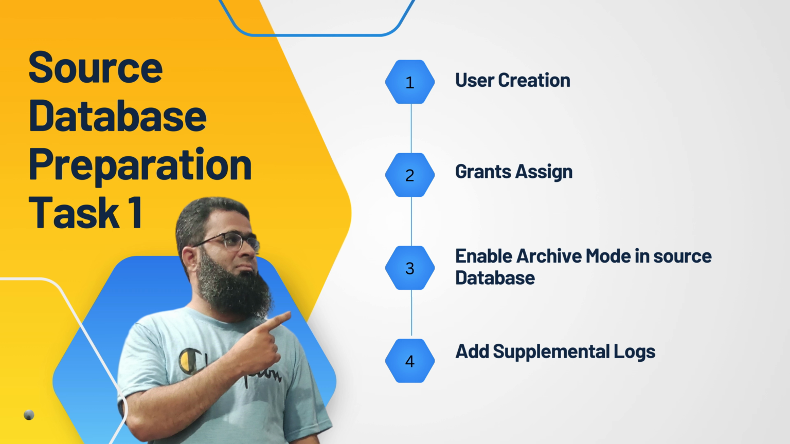These four steps we will perform at our source database to prepare it for the GoldenGate extraction process. First, we create a user for the GoldenGate process in our source database. Second, we will grant the specific privileges to this user. Third, our source database should be in archive mode.